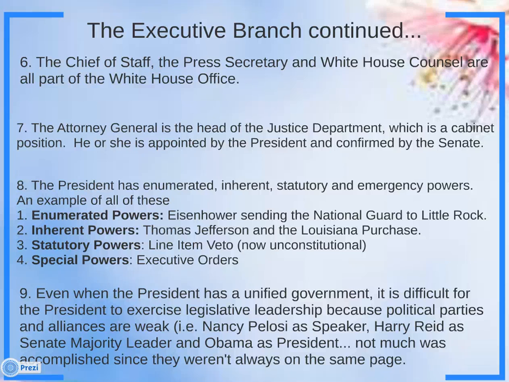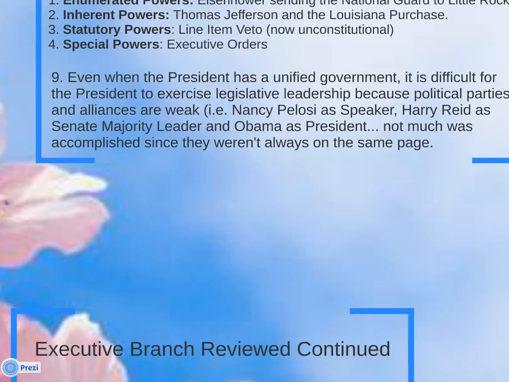Even when the president has a unified government, which means that both houses of Congress and the president are all run by or have a majority of one party, it is difficult for the president to exercise legislative leadership because political parties and alliances are weak. So for an example, if you think back to 2008, there was a unified government because you had President Obama in the White House, you had the Democrats controlling the House and the Senate, but Harry Reid, who was the Senate Majority Leader, and Nancy Pelosi, who at the time was the Speaker of the House, were not necessarily always on the same page as the president, so not everything got done.